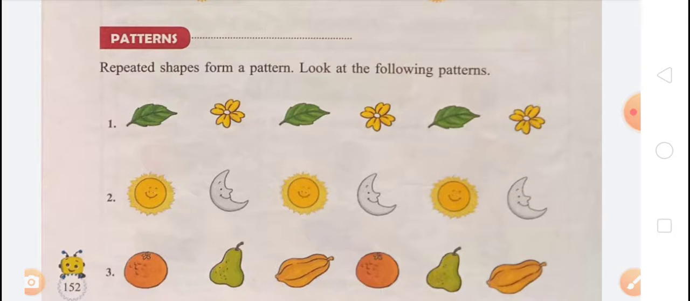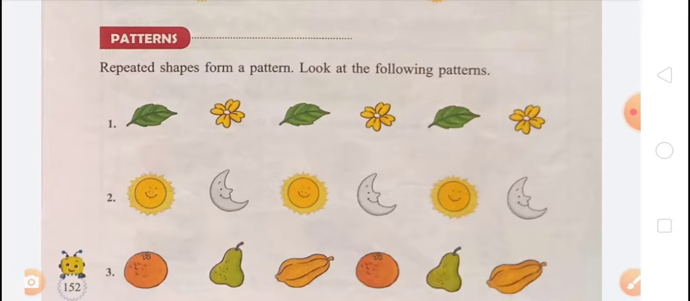So first, second, third, first, second, third. On first there is orange, on second there is guava, and on third there is papaya. These shapes are repeated again, as on first there is orange, on fourth there is orange, and next on seventh there will be orange. On second there is guava, on fifth there is guava, and next on eighth there will be guava. On third there is papaya, on sixth there is papaya, and in the next pattern on ninth there will be papaya.